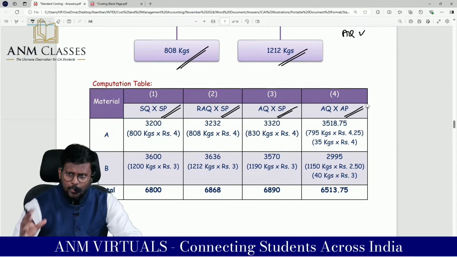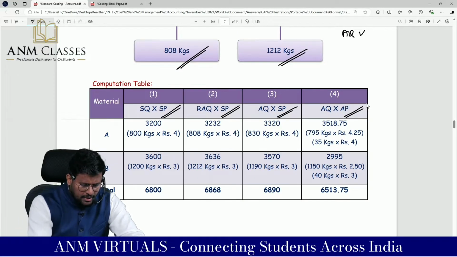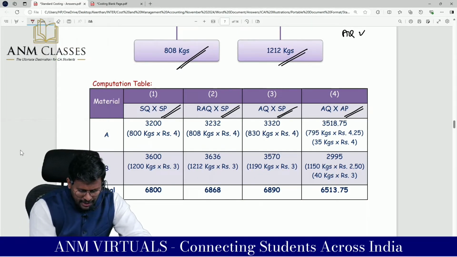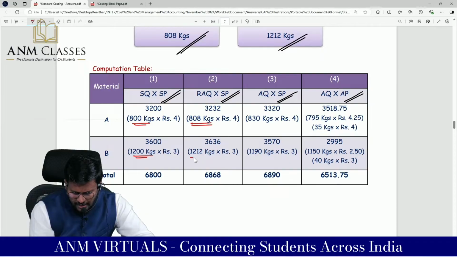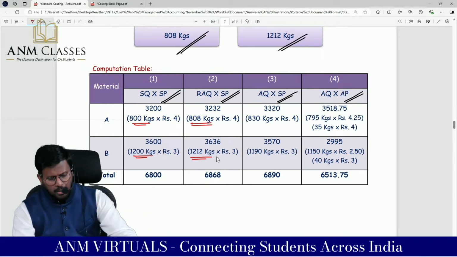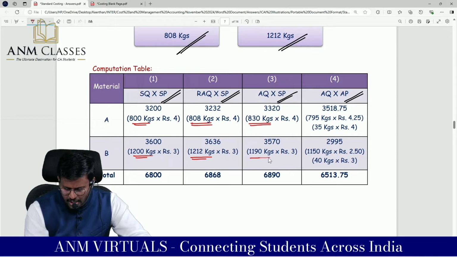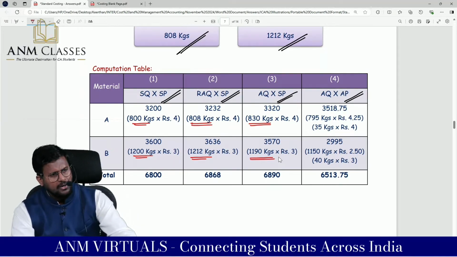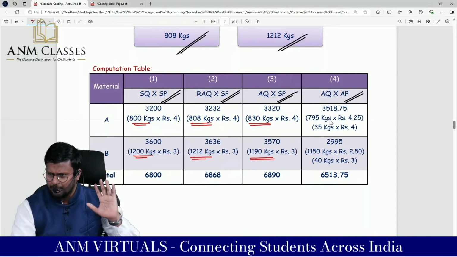We have material A and material B. First one, standard quantity: 800 kg and 1200 kg. Revised actual quantity: 808 kg and 1212 kg. What is the actual quantity? 830 kg and 1190 kg. Comfortable? Here you should be very clear.